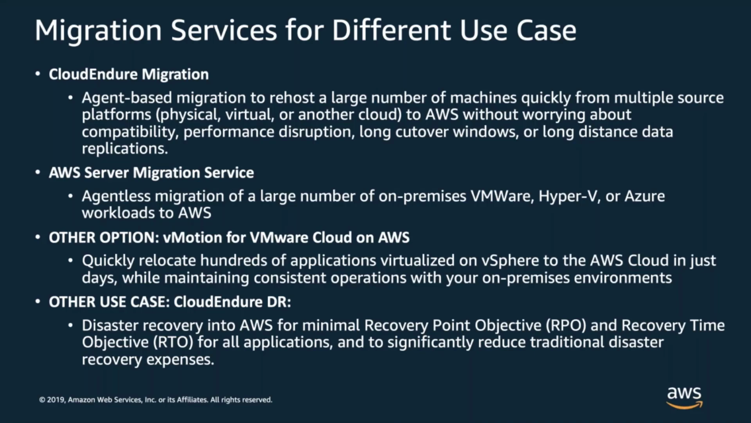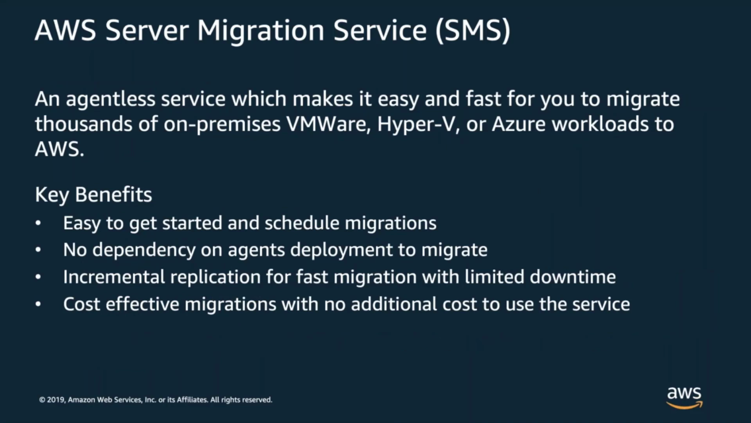So with this background, let's understand what is AWS Server Migration Service. It is an agentless service which makes it easy and fast for you to migrate thousands of on-premises workloads to AWS. That could be from VMware, Hyper-V, or from other cloud solutions like Azure.